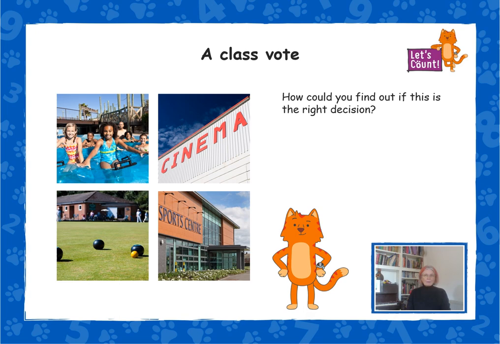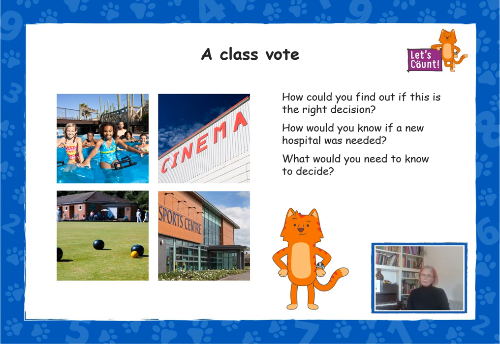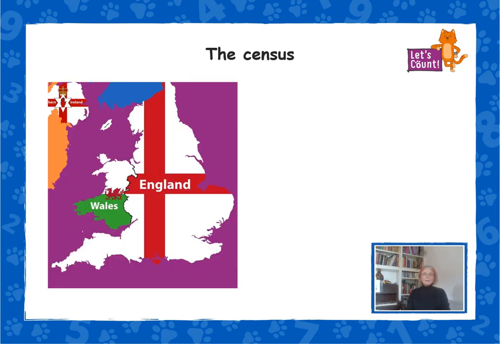Let's think about how we could find out if this really is the right decision for the local population as a whole. How would you find out? How might you go about finding out that perhaps a hospital is needed more than a new sports centre? What would you need to know to make that decision? And how do you think you might be able to find that out? So pause again and consider those questions.